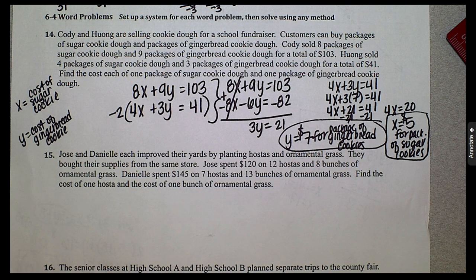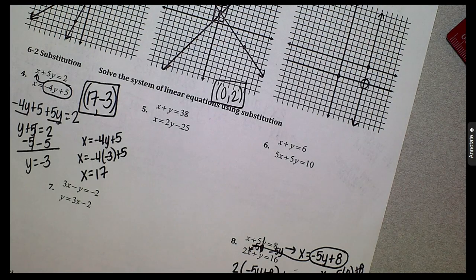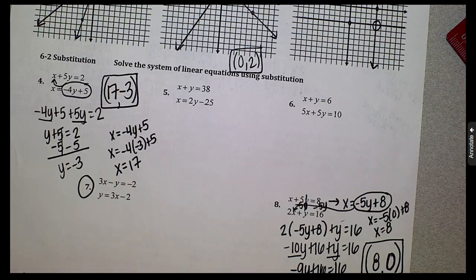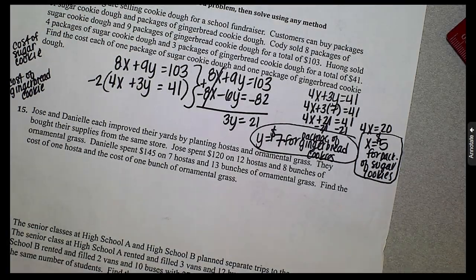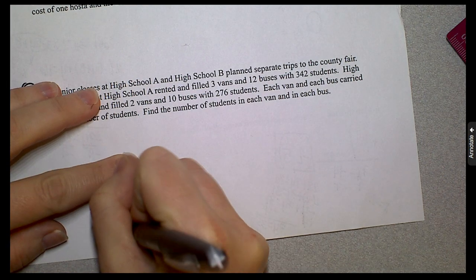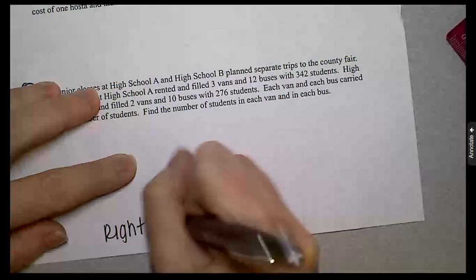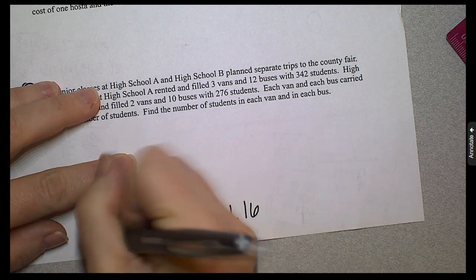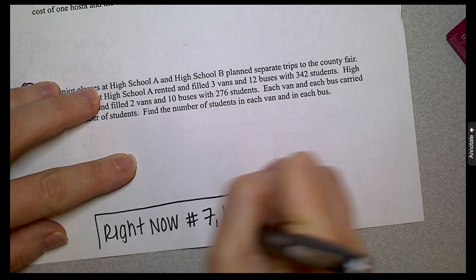All right, so here's the deal. Right now, everyone is trying, so I'm just going to give you one from each section. Can you do number 7? Can you do number 11? And can you do number 16? I'm going to write that right at the bottom right now. Number 7, 11, and 16. I'll leave that up for a minute.